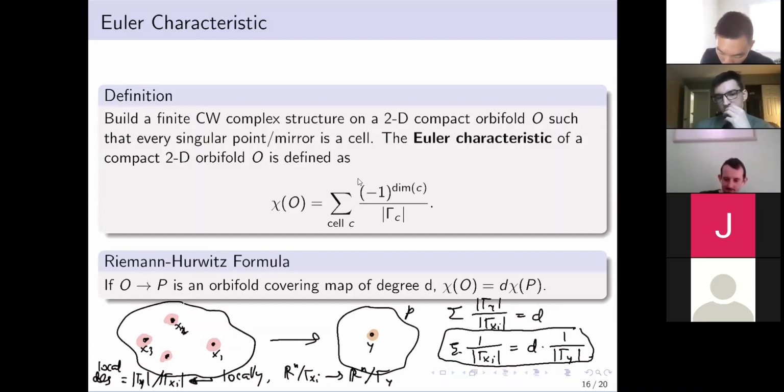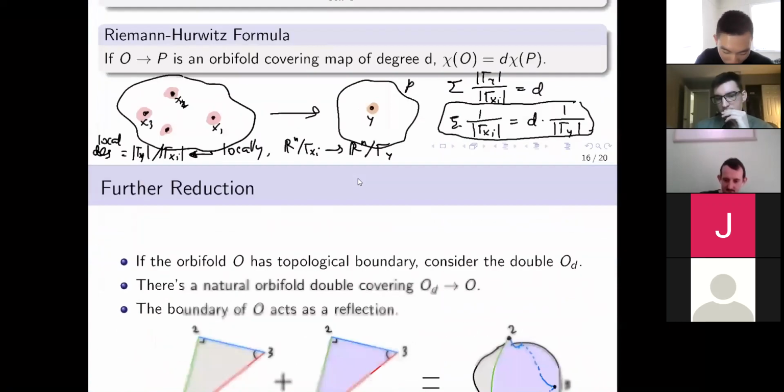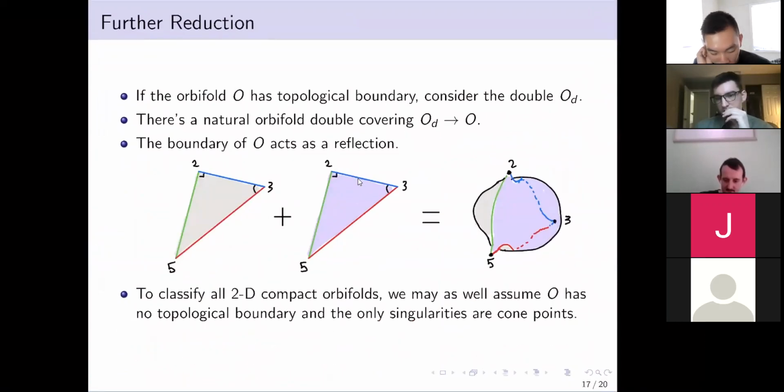And then what else do I have? If I want to classify 2D orbifolds that are compact, I also need to take care of the presence of the boundary as well. But this can be taken care of easily, as usual. The way we do it is that if the orbifold O has topological boundary, I can just consider the double. The double is constructed by taking two copies of itself, and then I glue along the boundary line.